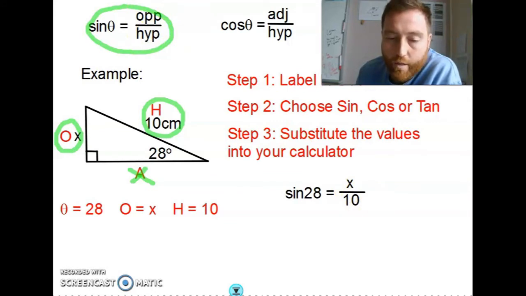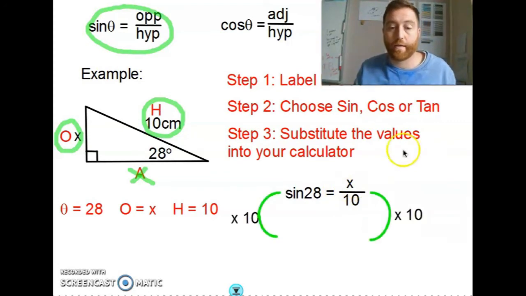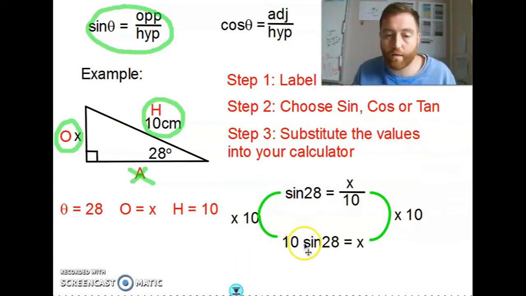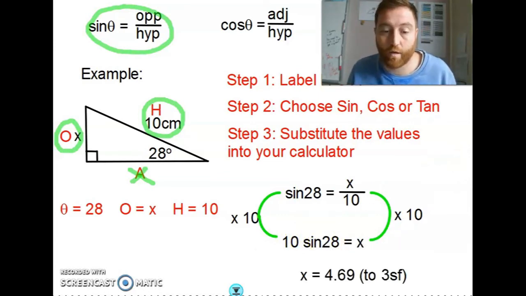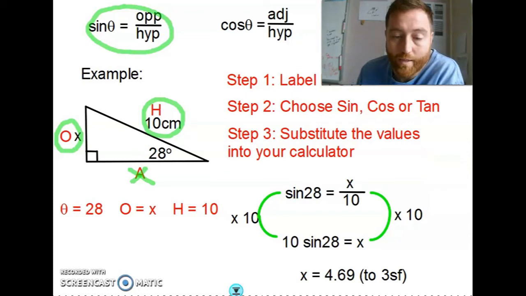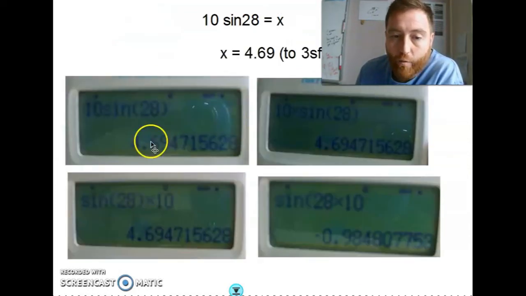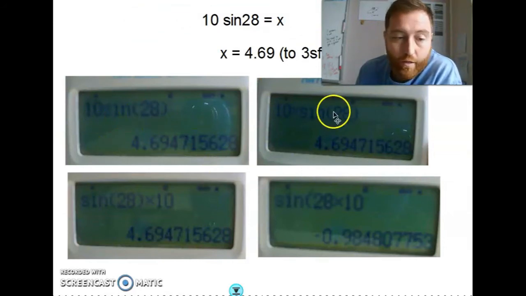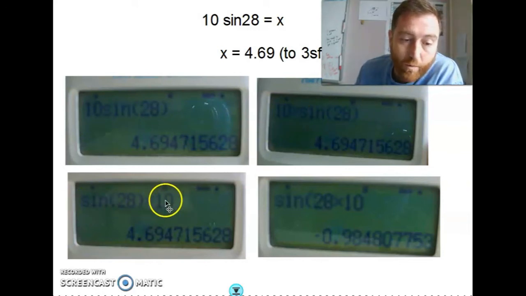Then we just take one step to get x on its own, and that is to multiply by 10. Times this side by 10, times this side by 10, and we get 10 multiplied by sine 28 equals x. That comes out as 4.69 to 3 significant figures. The way you can type that in your calculator, you can go 10 sine 28, or 10 multiplied by sine 28, or sine 28 multiplied by 10.